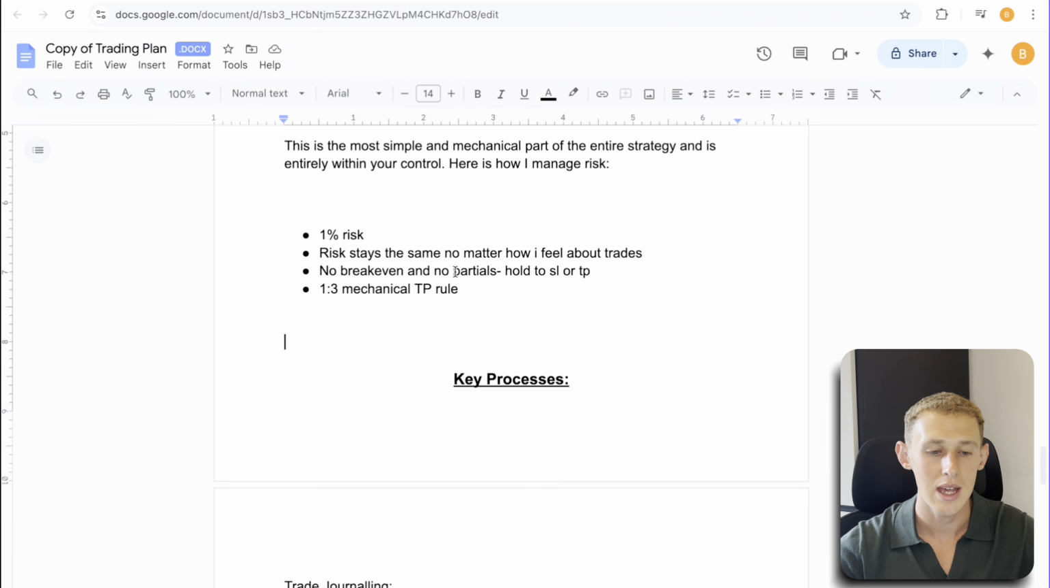I don't move to break even, and I don't take partials. As I said, this is based on over 5 years' worth of live data and also several more years' worth of back-tested data. I found that moving to break even or taking partials actually makes it less profitable than just using that 1 to 3 mechanical set and forget approach. And that is literally it, guys. That's the whole risk management plan. That's the full trading system. And as I mentioned, very, very simple stuff, and that is exactly how trading should be.